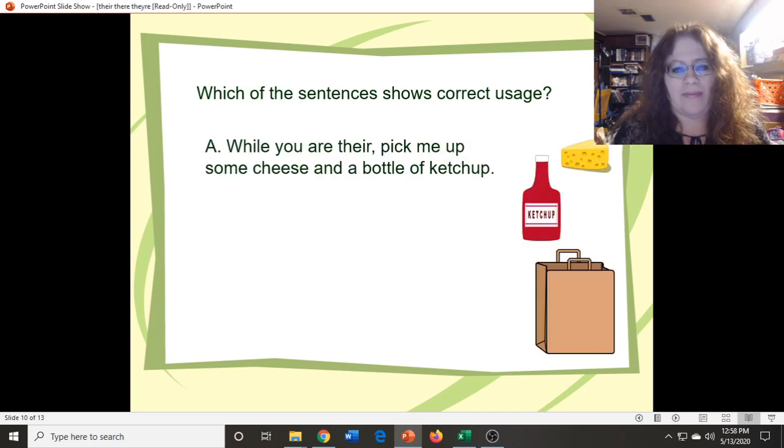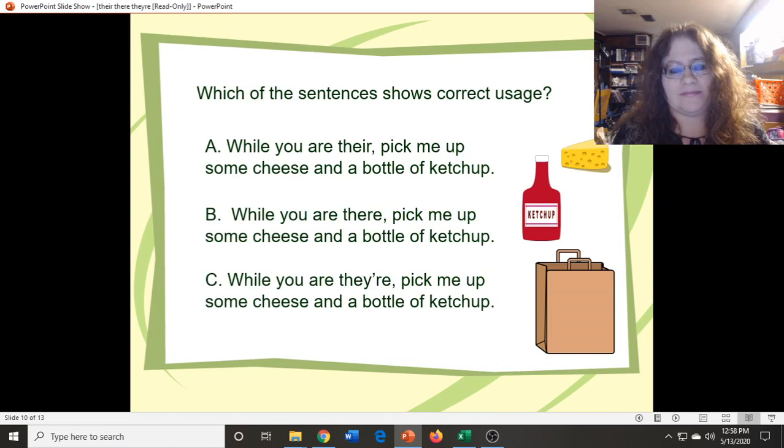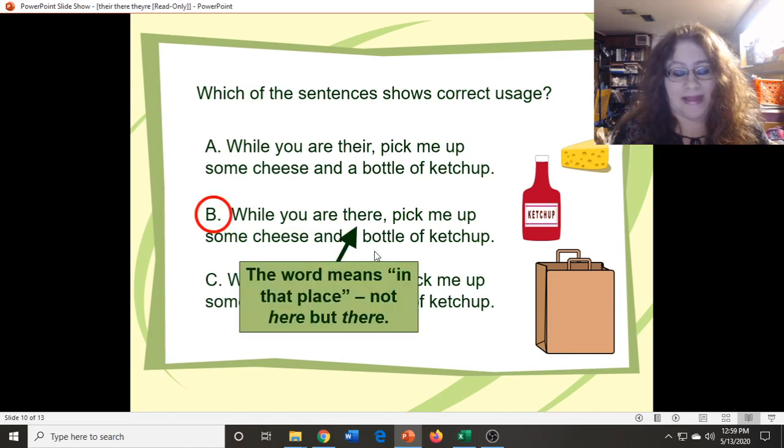While you are there, pick me up some cheese and a bottle of ketchup. Kind of weird. All right. Try our contraction. While you are they are, pick me up some cheese and a bottle of ketchup. No, that doesn't make any sense. So we have while you are their, T-H-E-I-R, or while you are there, T-H-E-R-E. Now, this is not showing possession. It's not anything that somebody owns. So the answer would be B, while you are there. It's a place. Not here, but there. A location.